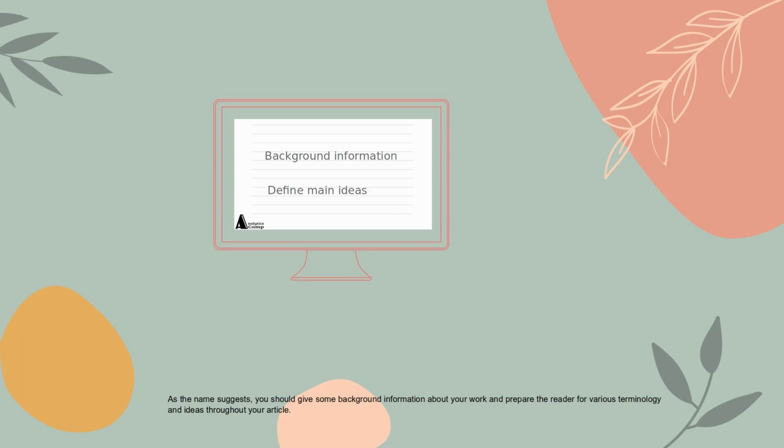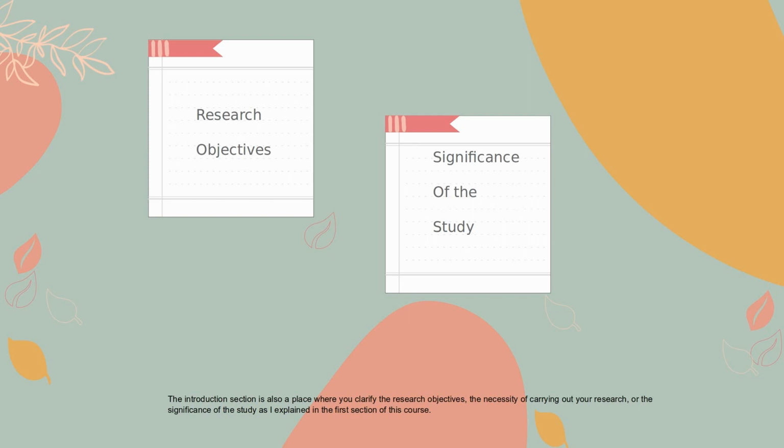As the name suggests, you should give some background information about your work and prepare the reader for various terminology and ideas throughout your article. The introduction section is also a place where you clarify the research objectives, the necessity of carrying out your research, or the significance of the study as I explained in the first section of this course.